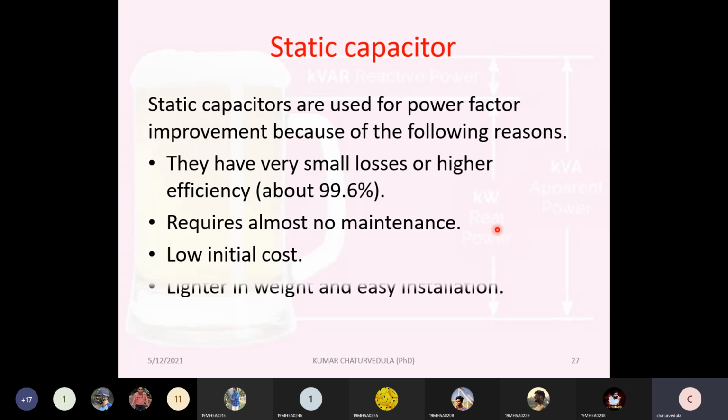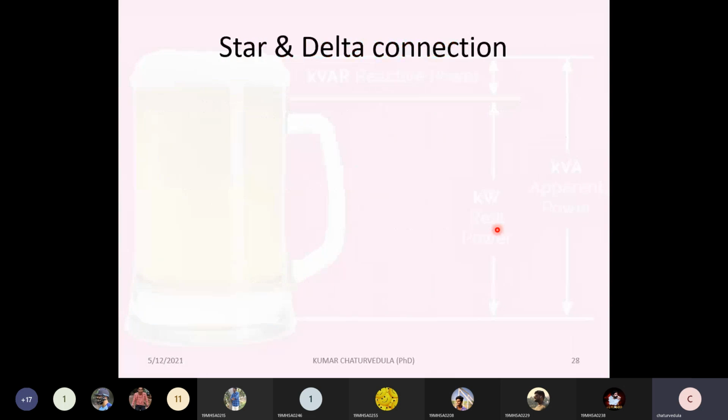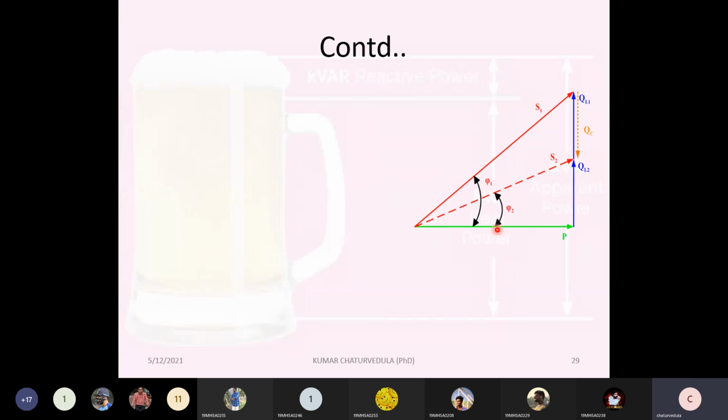Then the cost is also low. They are easy to carry and easy to install. We can use the capacitors in parallel with the load. For a three-phase load, we can use either star connection or delta connection. So three capacitors are connected across the load either in Y connection, that is the star connection, or the delta connection. By using this type of connection, we can improve the power factor.